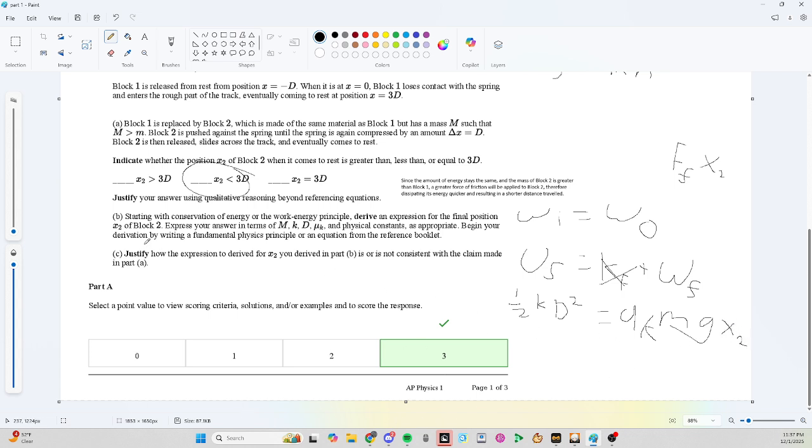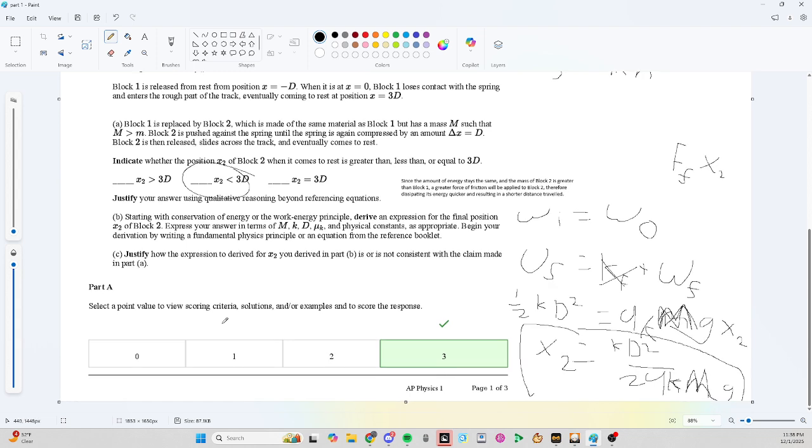And then now we're solving for x2. So if we isolate this, we should get x2 is equal to k d squared over 2 mu k m g. This should be capital M. Capital M, d, mu k, g's are constants. Yep, this should be x2.